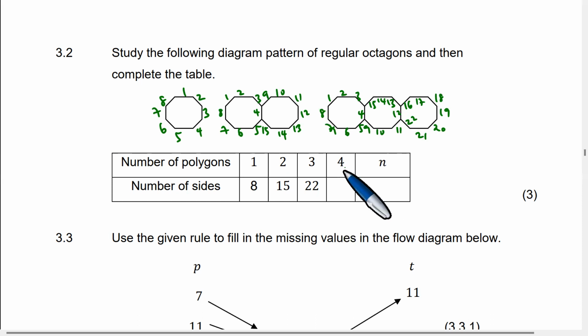What do you think is going to be here? How many sides are going to be in the next one you can draw? You can draw another one. So 29. Okay, how do you know? So you add 7. Okay, good. You add 7 every time. So if you add 7, it is 29. So how many are going to be here in n?